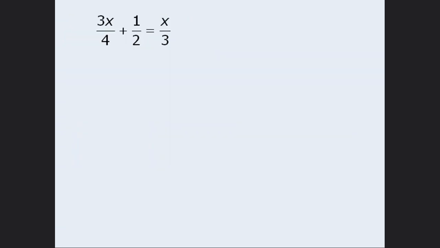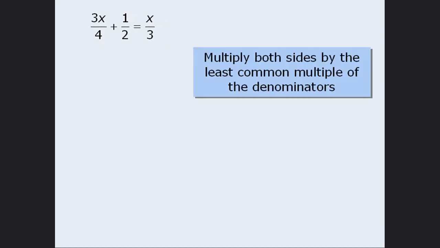Our goal here should be to eliminate our fractions first. We can do this by multiplying both sides of the equation by the least common multiple of the denominators. So in this equation, the denominators are 4, 2, and 3. Since the least common multiple of 4, 2, and 3 is 12, we will multiply both sides by 12. Now I will write 12 as 12 over 1, so you can see that we are multiplying fractions here.